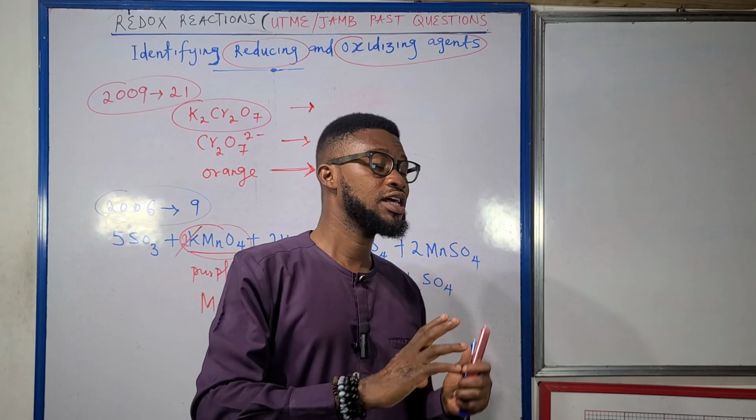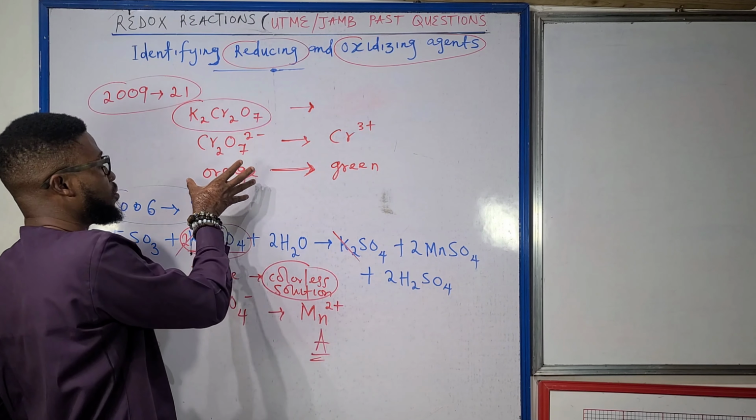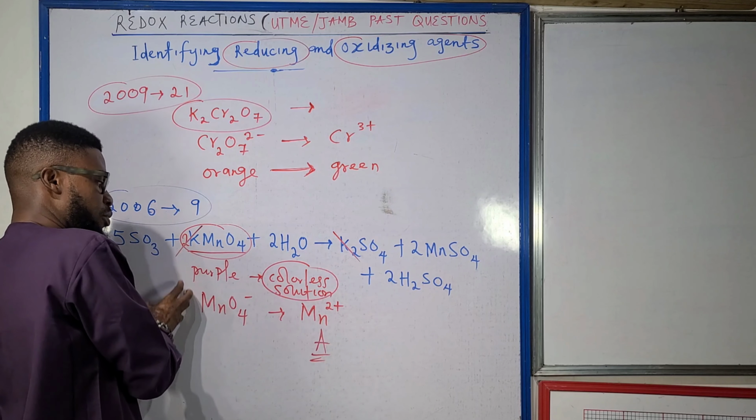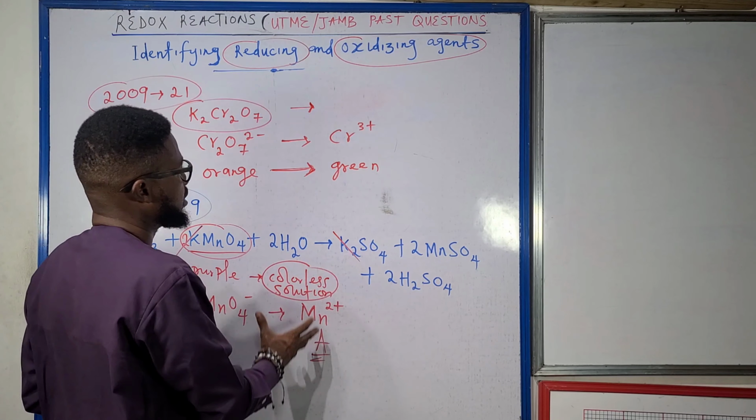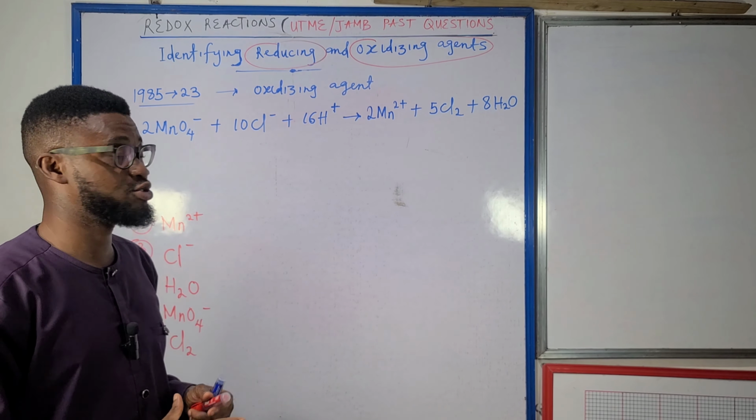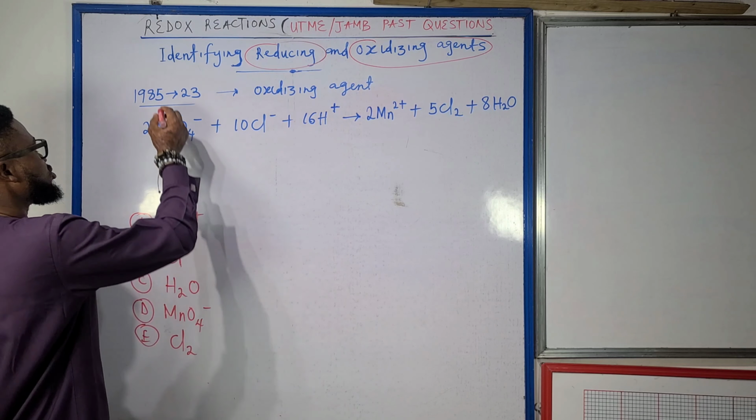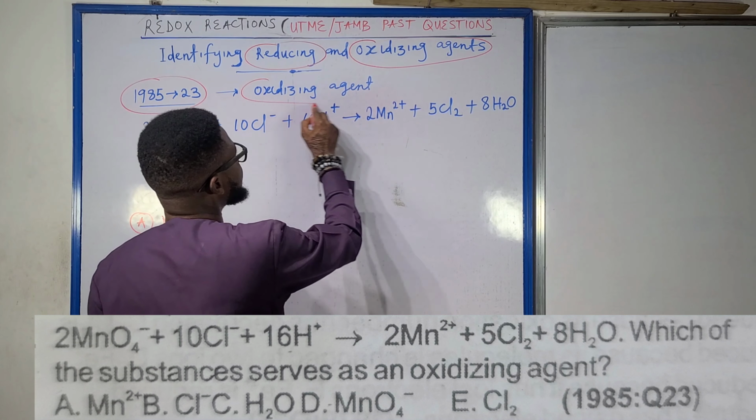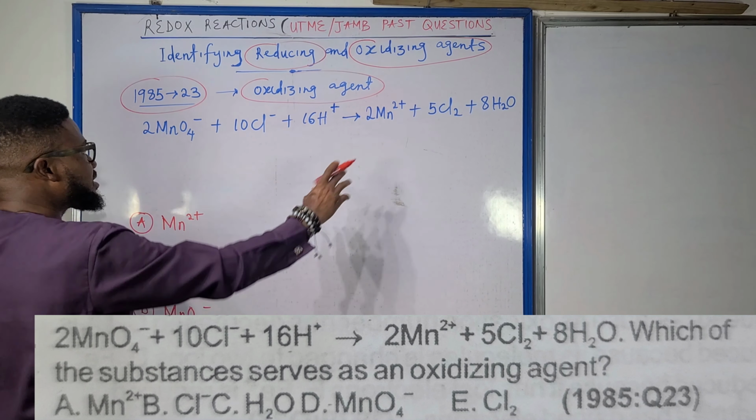But if you use K2Cr2O7, it's going to be from an orange to a green solution. If it's KMnO4, it's going to be from a purple solution to a colorless solution. Taking a look at another question, 1985 question 23, we're told to identify the oxidizing agent in this equation.